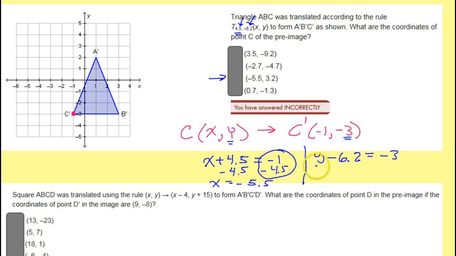And apparently, that turned out to be an answer of -3. So we should be able to solve this little equation to find out what the original y value was. Meaning, let's add 6.2 to both sides. So y equals, alright, this should be positive 3.2. If you do -3 plus 6.2, you should get positive 3.2, which again is what we see right here. So this should definitely be the answer.